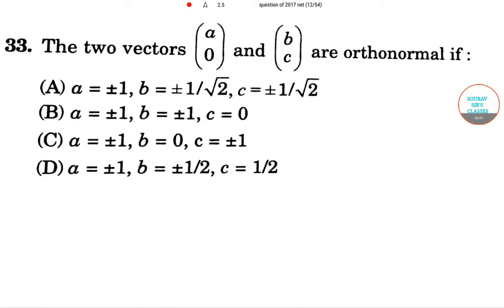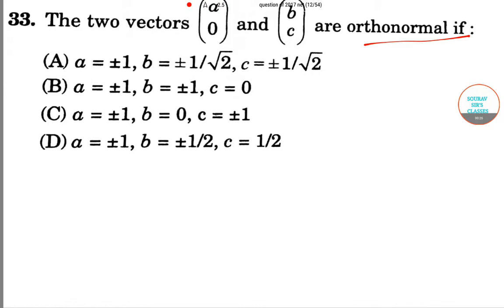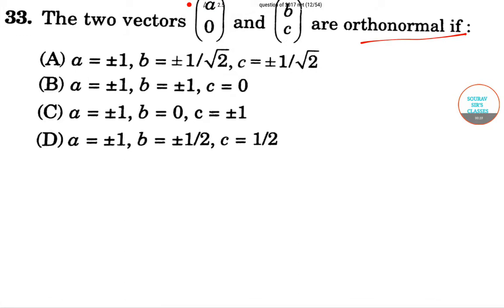Here the topic is 2017 June CSIR NET physics question paper. In this question, the two vectors |ψ1⟩ and |ψ2⟩, written as columns, are orthonormal if what? So, according to the condition of orthonormality.